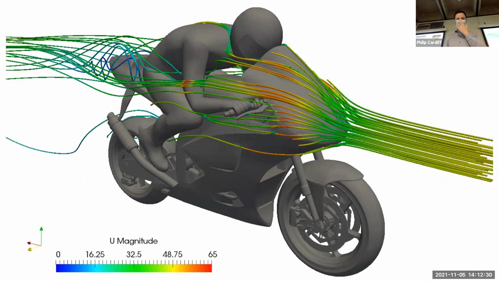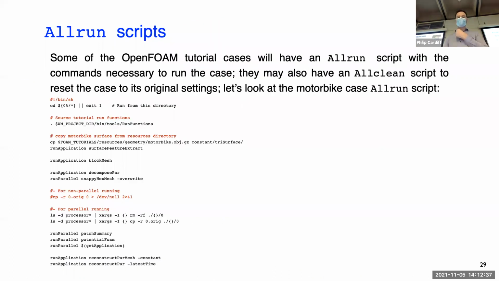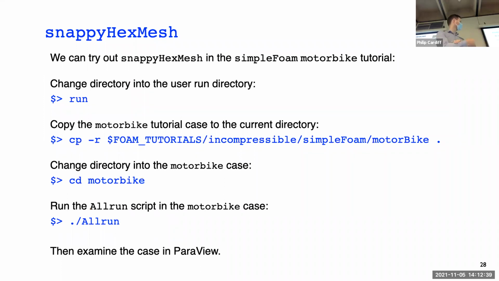That's set up as a steady state RANS simulation, so you could run that. These slides are just saying, well, how do you actually run that case? You can find the case in foam tutorials, incompressible, simpleFoam. It's just called Motorbike. If you go inside the Motorbike case, there are a couple of steps to run it.